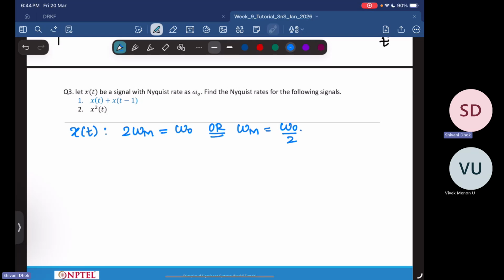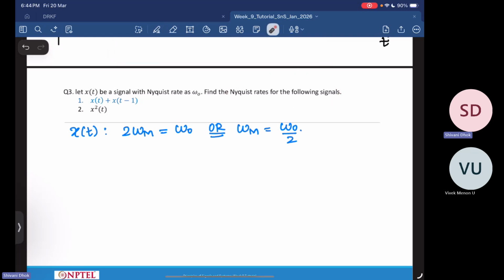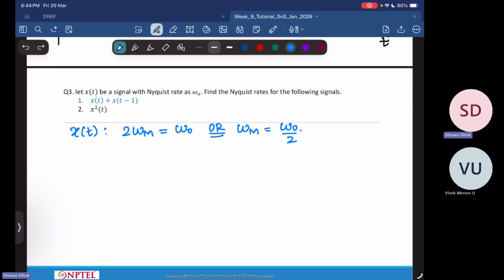This is given to us. And now what we need to do is find the Nyquist rates for the following signals. The first signal of our interest is x1 of t, which is equal to x of t plus x of t minus 1.